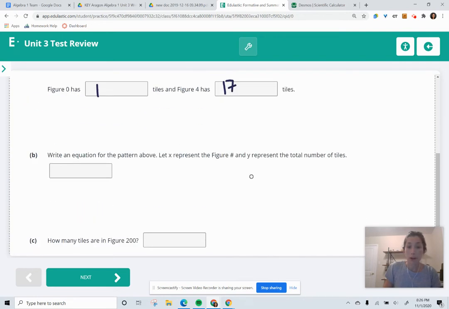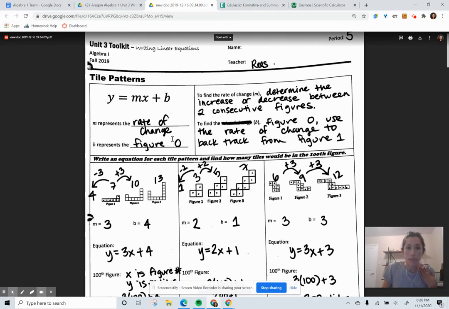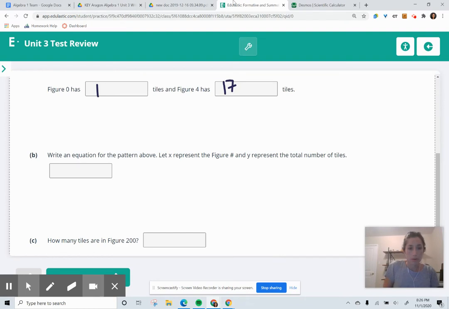If we are writing our equation for this, remember in y equals mx plus b format, you can always have your toolkit out here. Let's look at our y equals mx plus b. M is our rate of change, and b, remember, is our figure 0. So if we are writing this, we have y equals, our rate of change was 4, and our figure 0 had 1 tile, so plus 1, 4x plus 1.